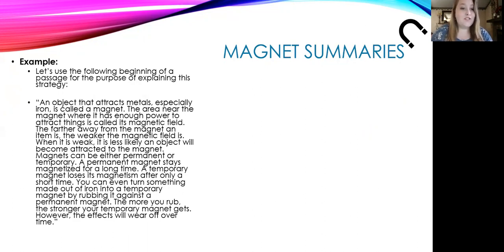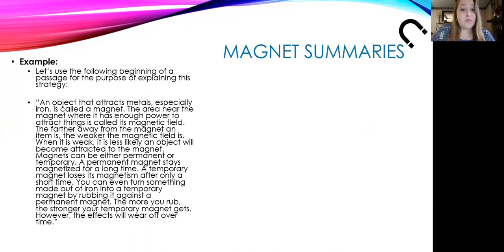Let's read it first. An object that attracts metals, especially iron, is called a magnet. The area near the magnet where it has enough power to attract things is called its magnetic field. The farther away from a magnet an item is, the weaker the magnetic field is. When it is weak, it is less likely an object will become attracted to the magnet.